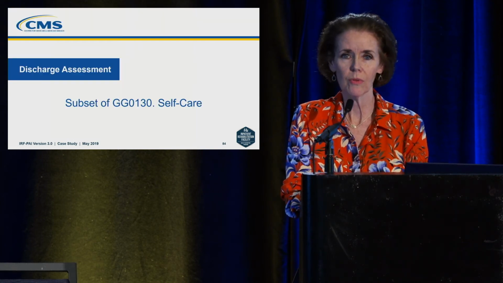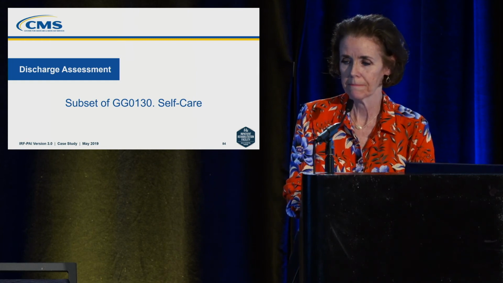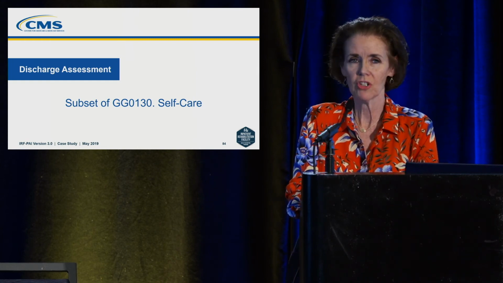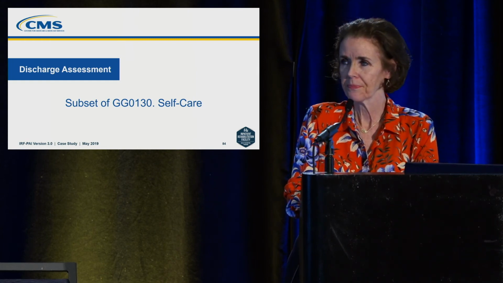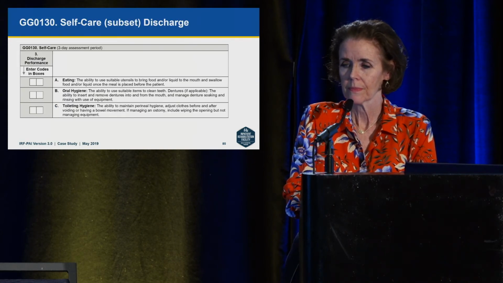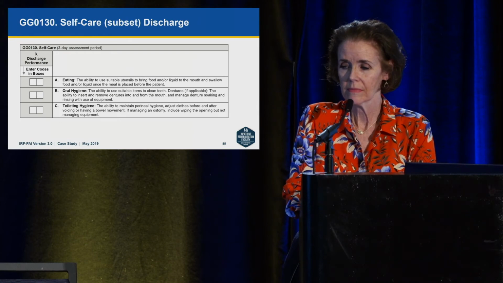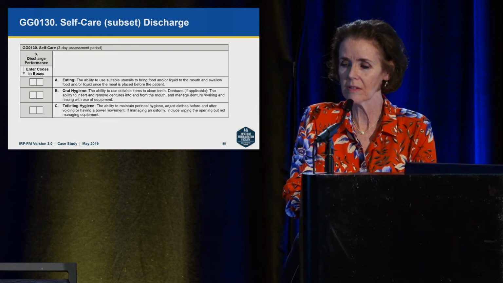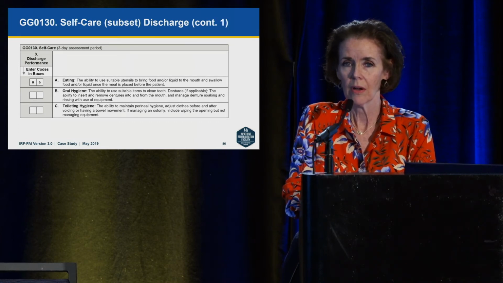Okay, so now we're going to move on to discharge assessment. And we're going to do the subset of GG0130. And we're going to start with self-care. We're going to do eating. Again, the ability to use utensils, bring food to the mouth, and swallow. When the meal is placed before the patient, the correct discharge code is 06.